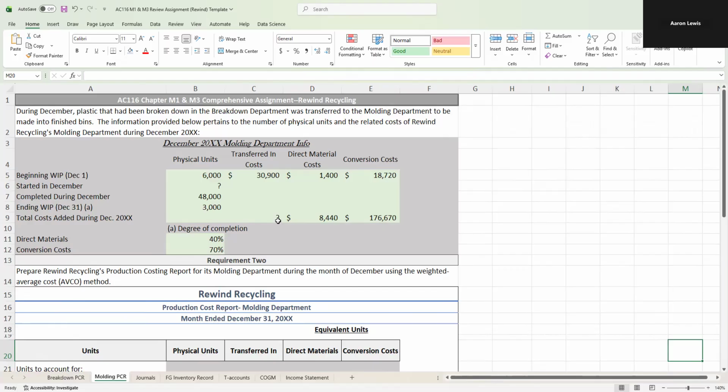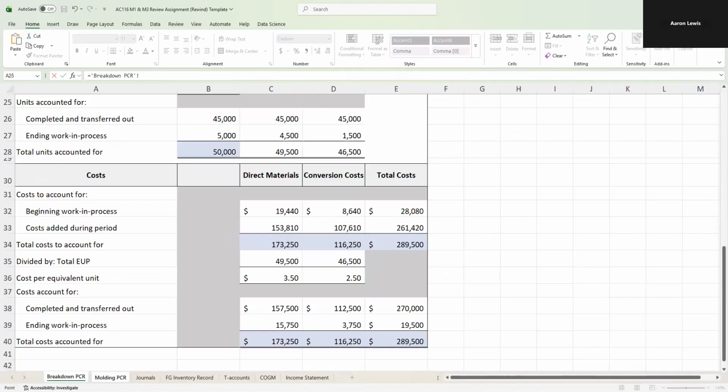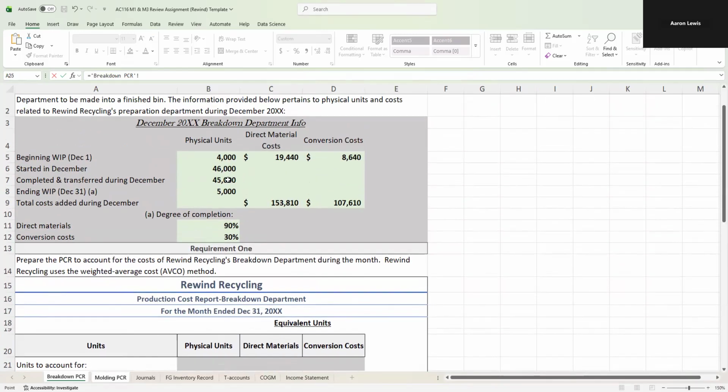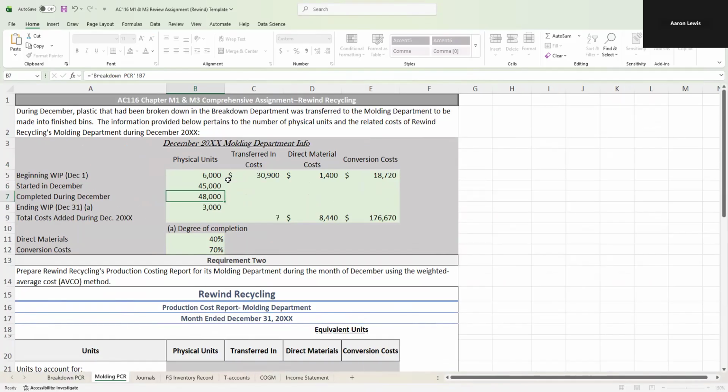So in this instance, what we're going to have for our number of units started in December is going to be equal to the number of units that were transferred out of the previous department. Going back to the breakdown PCR, how many physical units were transferred out from the breakdown department? That is 45,000. And then in terms of the costs that got added during the period, what amount of transferred in costs are new for the molding department during December? Well, the costs that were transferred out during December from the previous phase of production, the breakdown department.